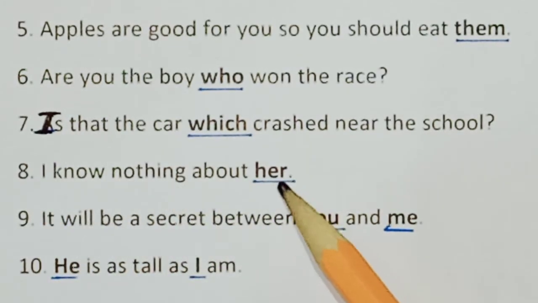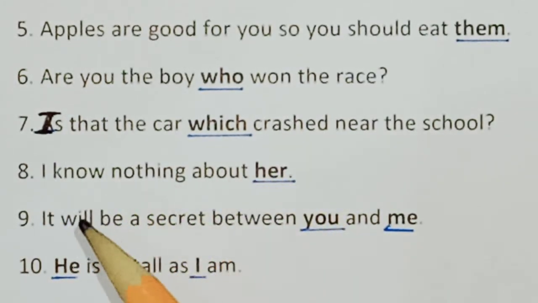In this sentence, her is the pronoun. The next sentence is, it will be a secret between you and me. You and the word me both are pronouns in this sentence. Next sentence is, he is as tall as I am. So in this sentence, he and I both are acting as pronouns.